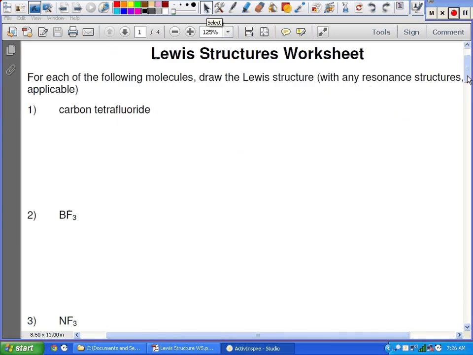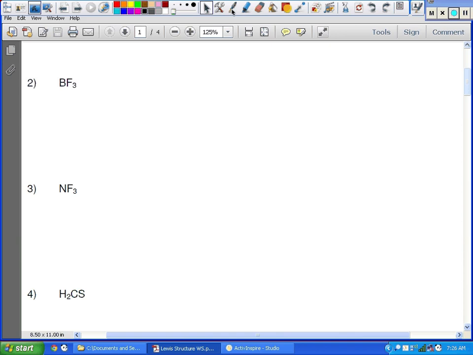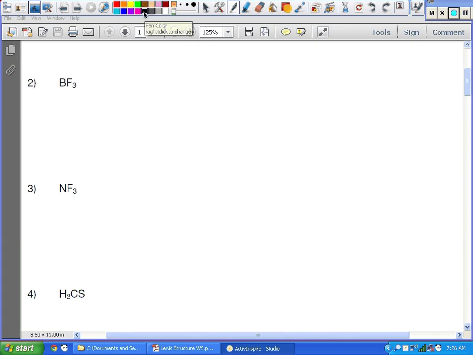All right, so let's look at BF3. Boron trifluoride is the name of this. Boron has 1, fluorine has 3. Boron is in group 13, so it needs 3. Fluorine is in group 17, so it needs 7. So 3, 21, 24.